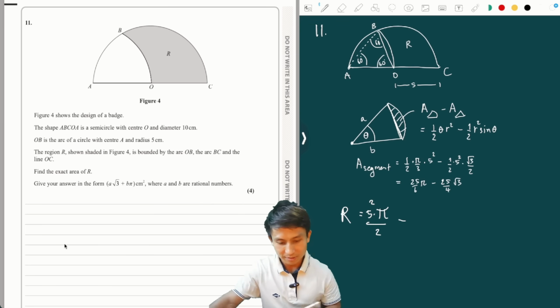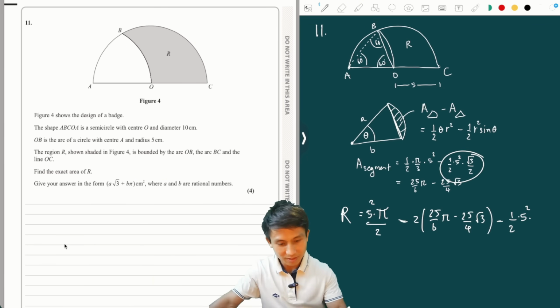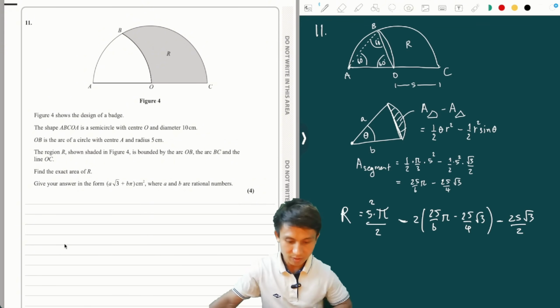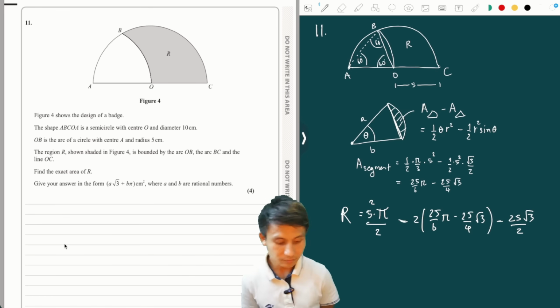And then minus. Okay, we have 2 of the segments. We gotta subtract 2 segments there. And 1 of the triangle. Yeah, it's still the same triangle. So it's 1/2 5 squared is this guy right here, basically. Okay, so I can just write 25√3/2, right? Yeah?